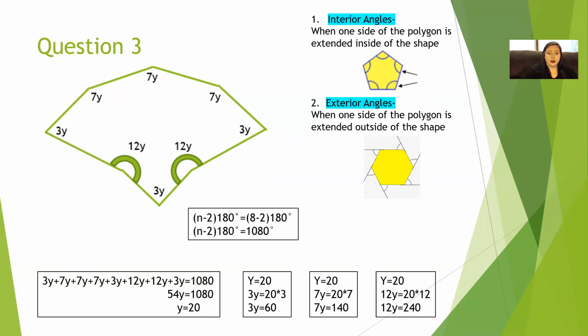And next we're going to do the last set, which is going to be y equals 20. 12y equals 20 times 12, so 12y equals 240. And we're just going to label all of these with the degrees that we got.